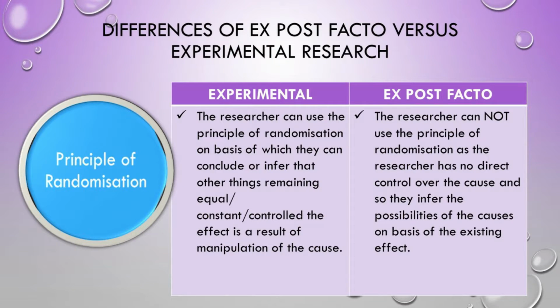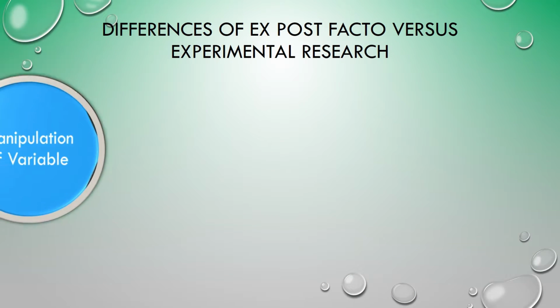The researcher can use the principle of randomization in an experimental research, while the researcher cannot use the principle of randomization in an ex post facto research because the researcher has no direct control over the cause, and so they infer the possibilities of the causes on basis of the existing effect. Unlike in the experimental, they can conclude or infer that, other things remaining equal, constant, and controlled, the effect is a result of manipulation of the cause.